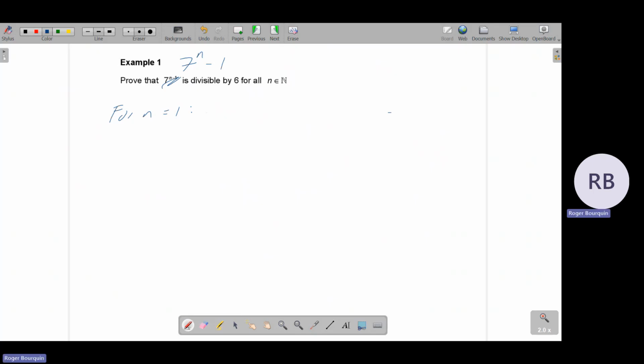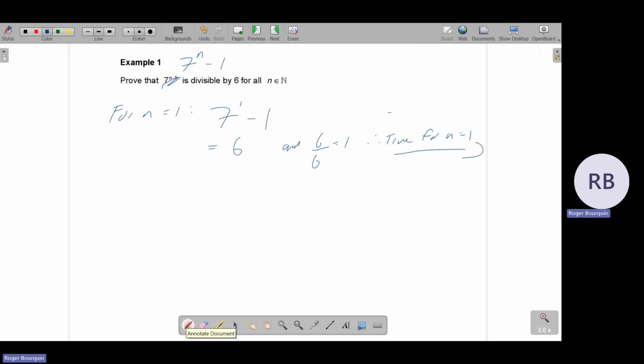Okay. So, for n is equal to 1, what's this going to be? When I substitute 1, what do I get? 7 minus 1, which is 6. Okay. And 6 over 6 equals 1. Therefore, true for n is equal to 1. Tough stuff, right? As we've just started.